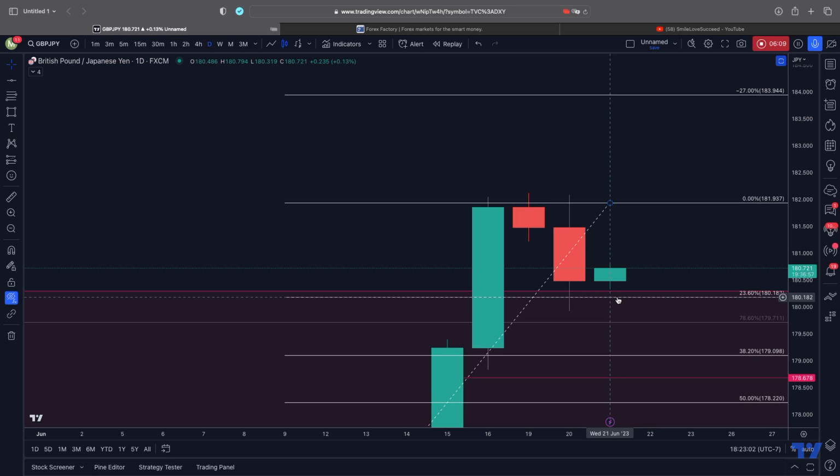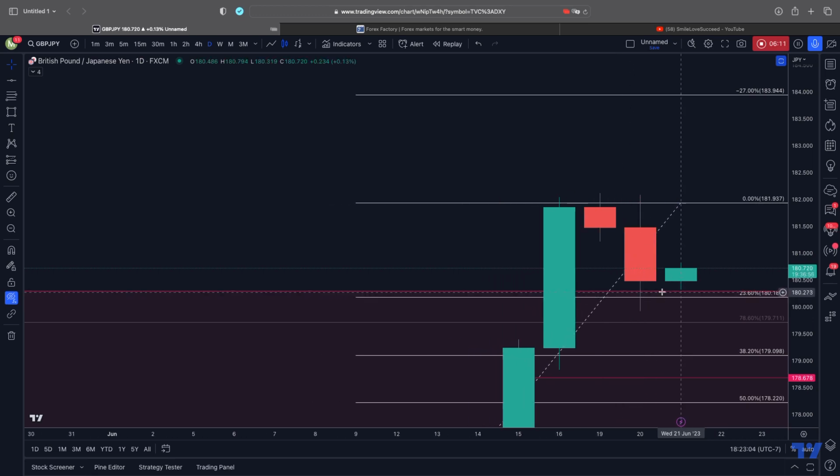Now, what I really want to point out is that we are starting to show some heavy respect at this 23.6% at 180.183, okay? I was selling this market. I sold earlier this morning and caught some of this, and then I closed out my position because I saw a candle that was interesting to me and I thought, okay, I need to switch up position. So now I'm going long on this position. I'm actually long up to here, I think, to like 180.